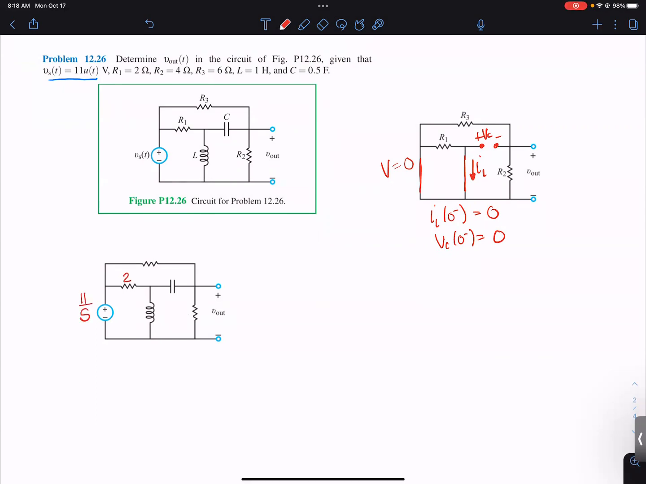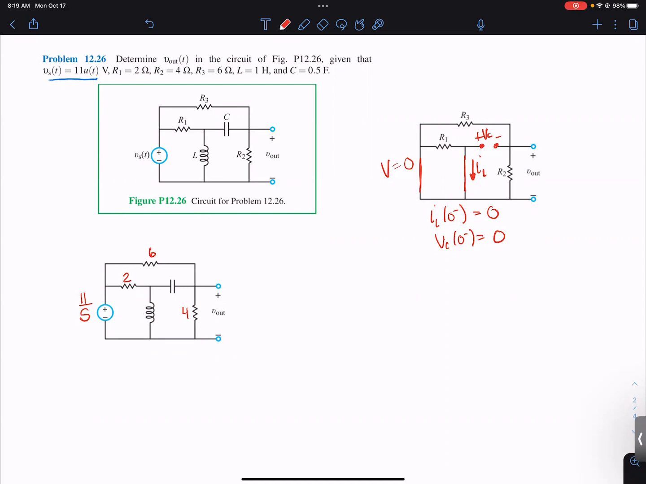Correct. So the 11 u(t) translates to the S domain as u(t) is 1 over S, and then the value of 11. And let's see, R3 was 6. So the R's all stay the same: 2 for R1, 4 for R2, and 6 for R3.